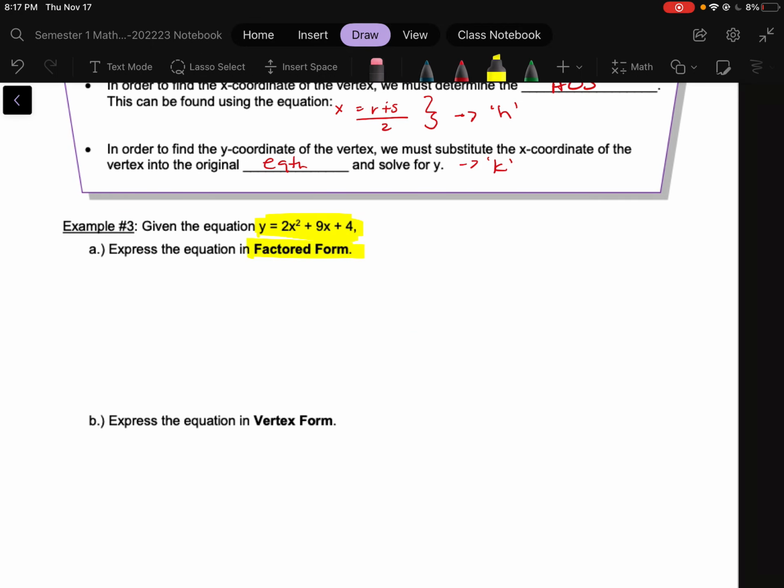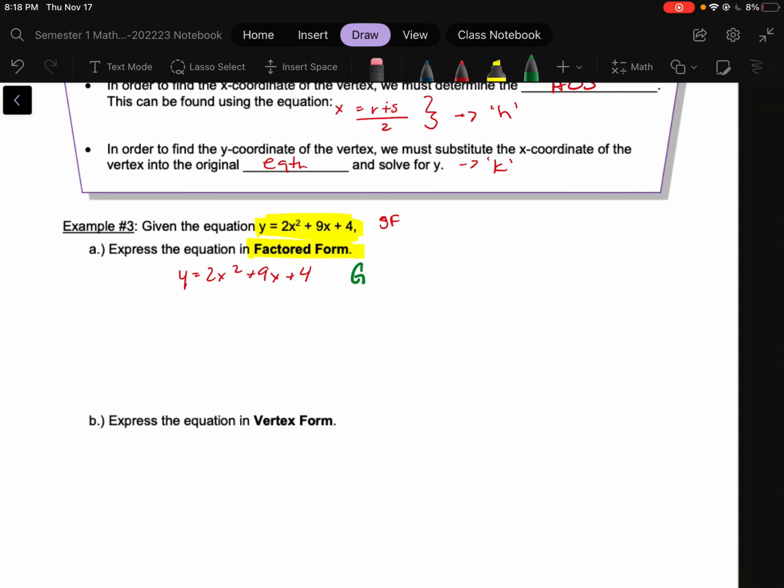So let's do an example together. We have our example here. It's telling us to do it in factored form. Our first step is to look at the equation and what form it's in. It is in standard form. So given this equation, we're going to rewrite it down here so we can have it closer to us, and it's going to be nice and neat.